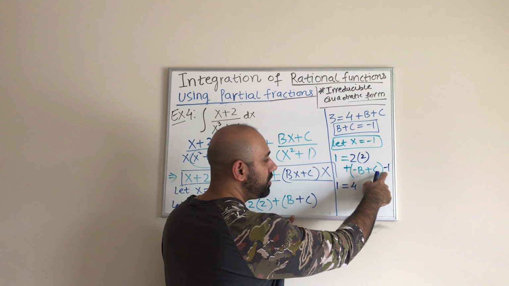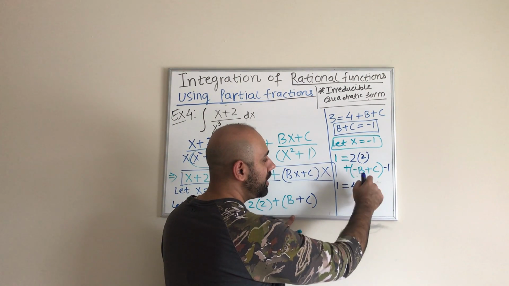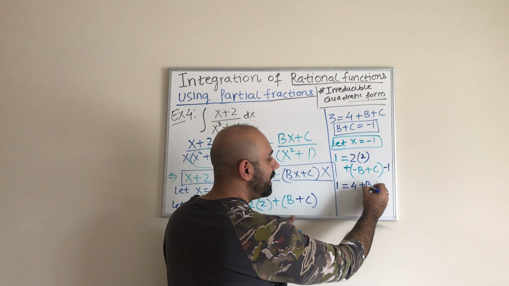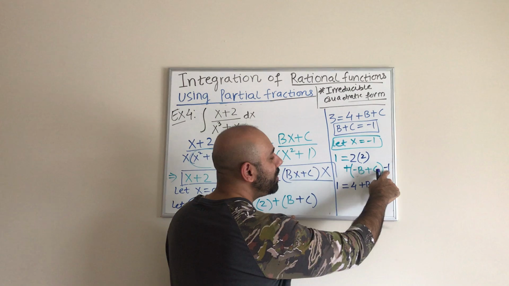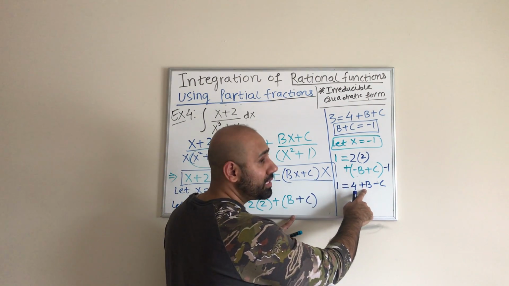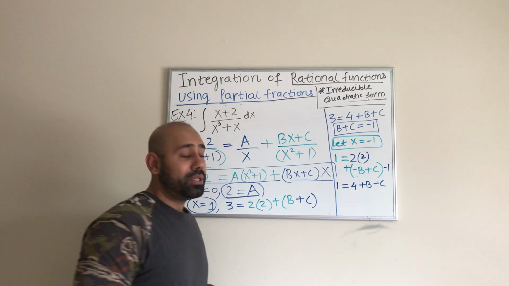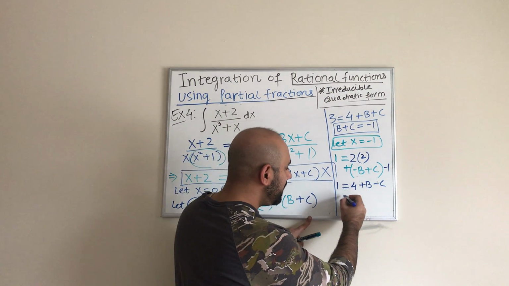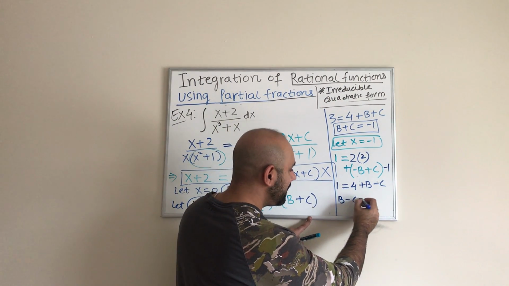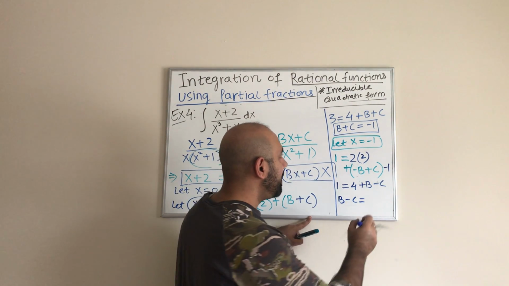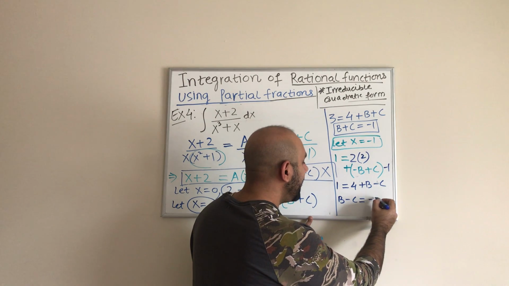And then we are going to distribute that -1 with these two terms. So when I distribute this -1, it will become +B and minus C. Why? Because negative 1 times this negative B will become positive B. Negative 1 times positive C is going to become negative C. From this equation right here, I can solve for B minus C just by subtracting 4 from both sides. So I will get B minus C equals negative 3.